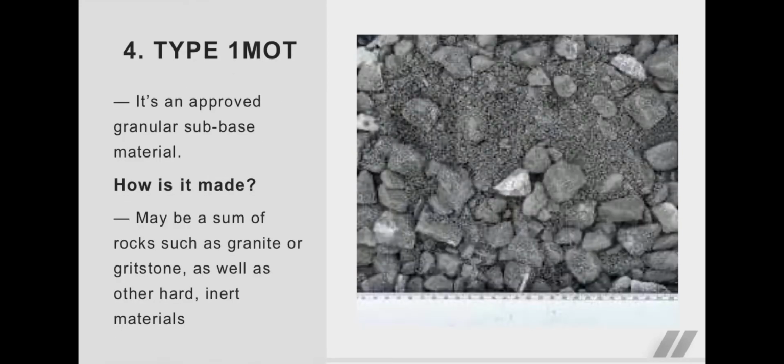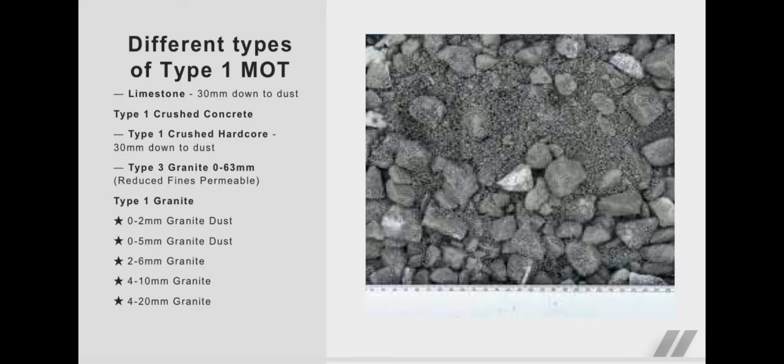Number 4, Type 1 MOT. It is approved gradually sub-base material. How is it made? It may be made from rocks such as granite and gritstone as well as other inert materials. Different types of Type 1 MOT.